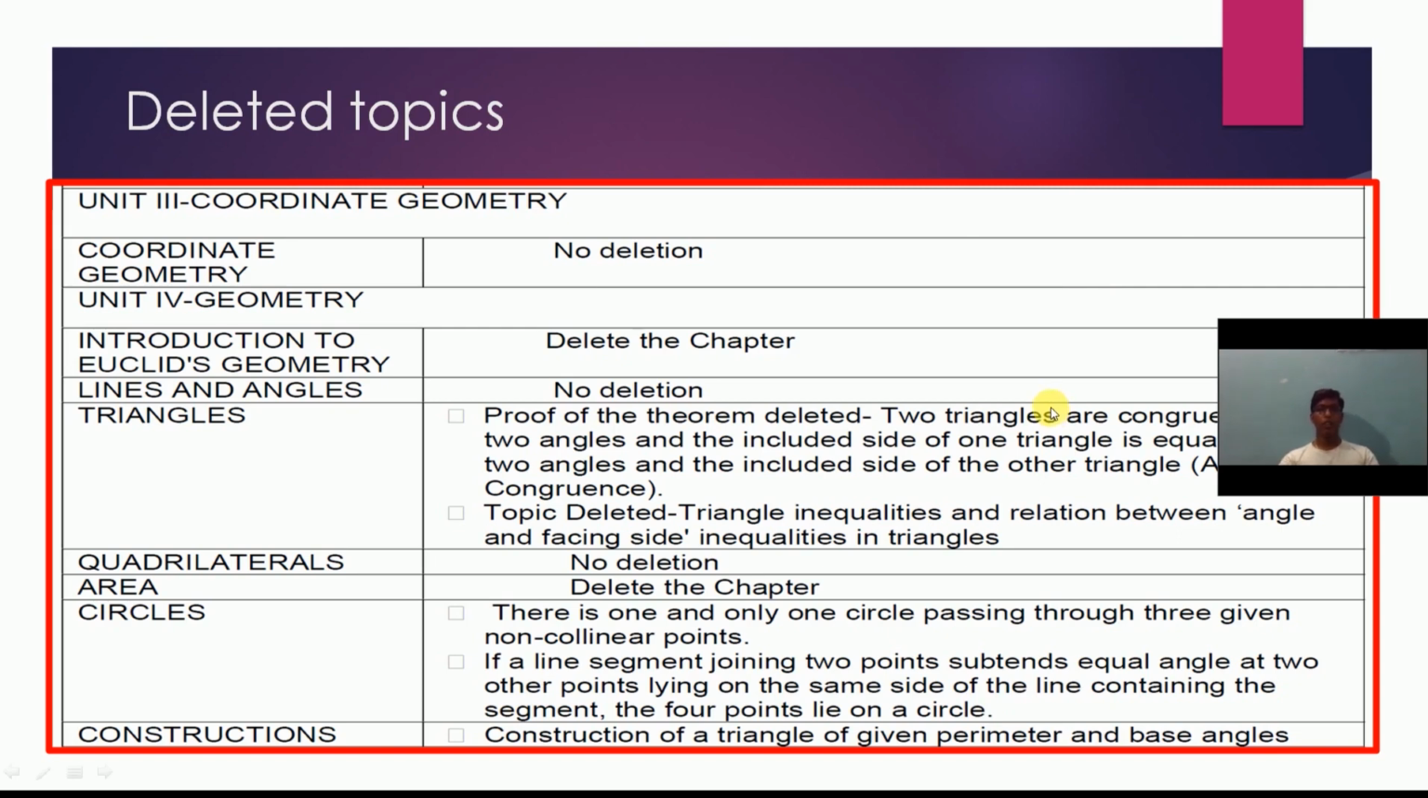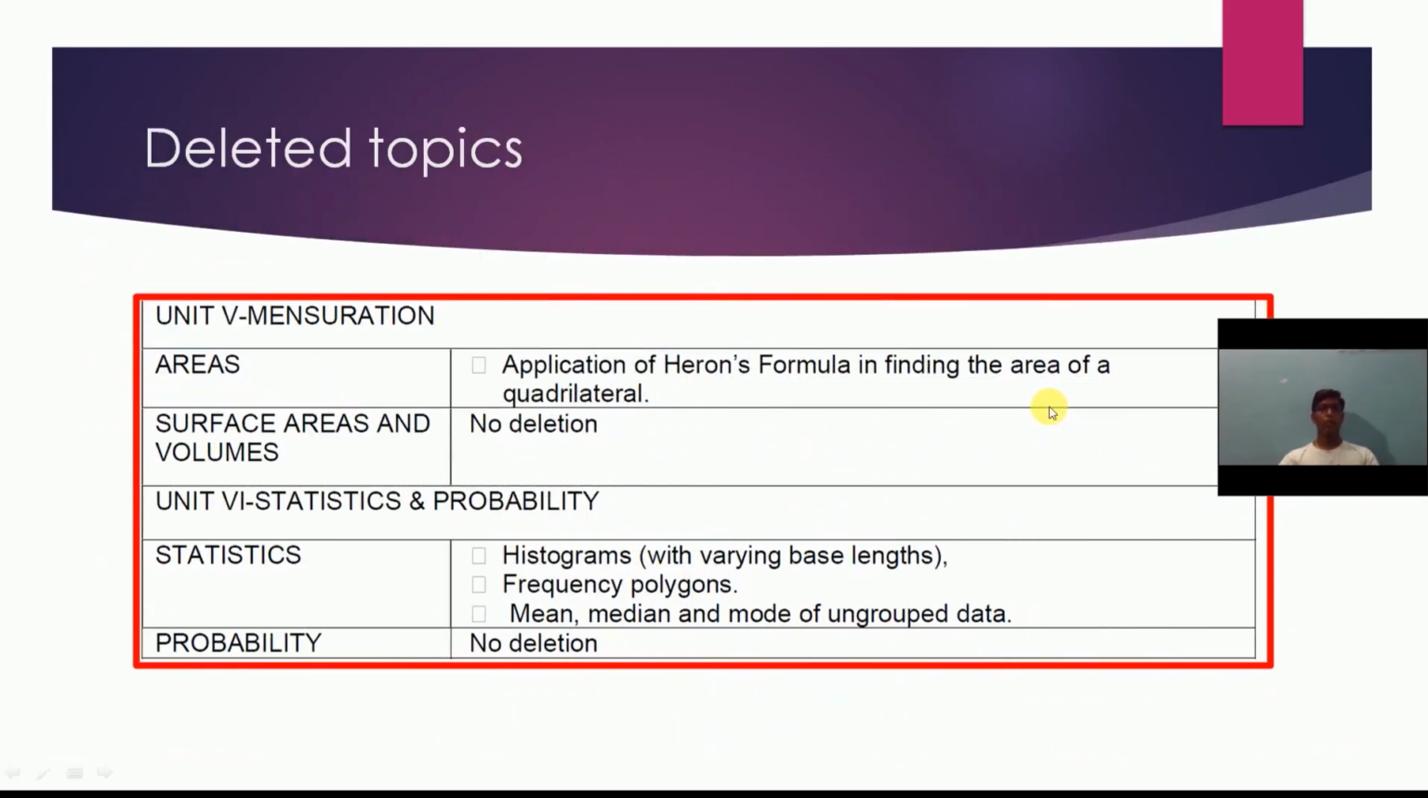Next, constructions. Construction of a triangle of given perimeter and base angles was removed. And now coming to mensuration. If you observe in mensuration, from areas, the application of Heron's formula in finding the area of a quadrilateral is also removed. Now surface areas and volumes: there is no deletion in this chapter, so you have to learn surface areas and volumes completely.